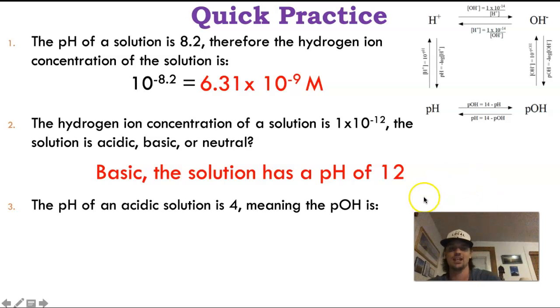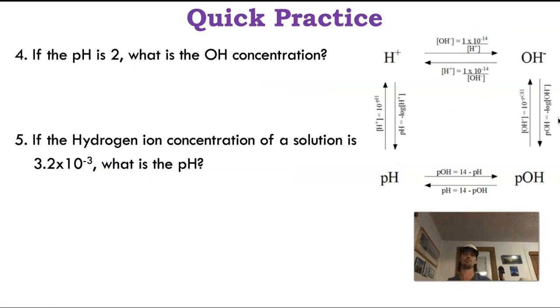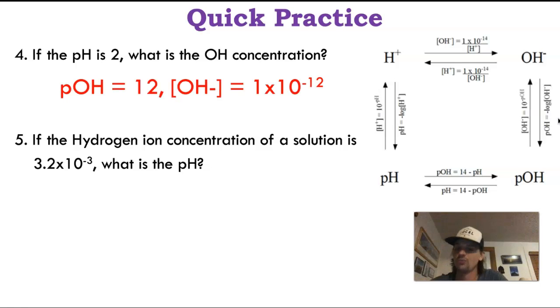The pH of an acidic solution is 4, the pOH is what? Again, remember both of them add up to 14, so the pOH must be 10. Okay? All right, if the pH is 2, what is the OH concentration? Well, remember, if the pH is 2, the pOH must be 12. And then I can go from pOH to hydroxide ion concentration by taking 10 to the negative power of 12, and that gives me 1 times 10 to the negative 12.